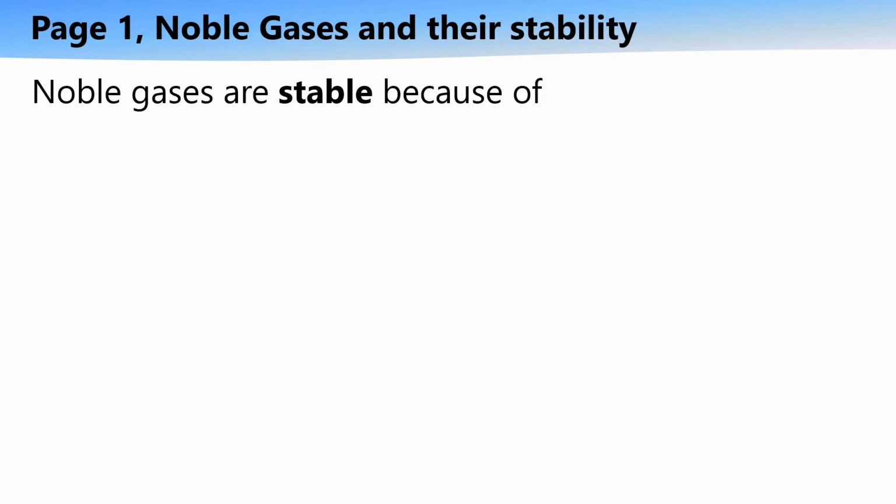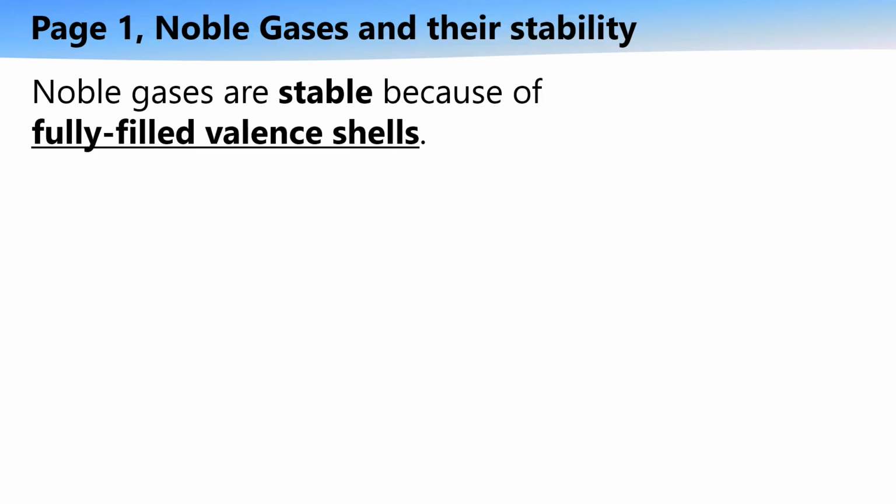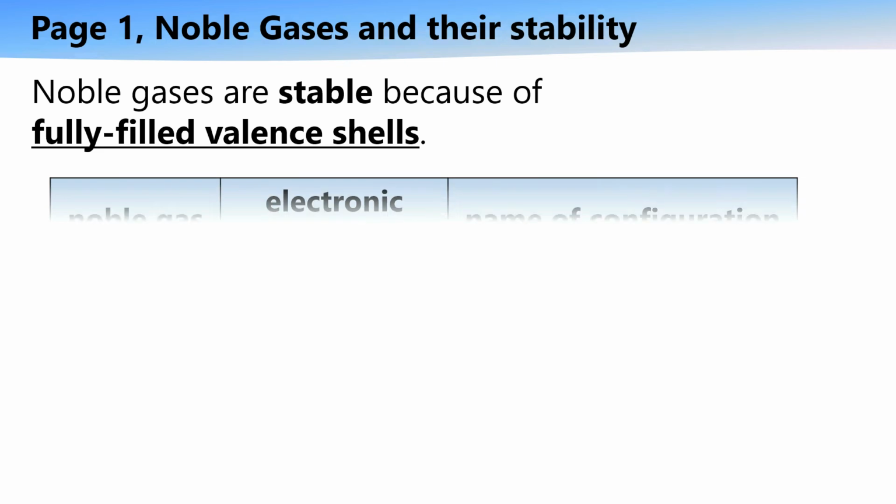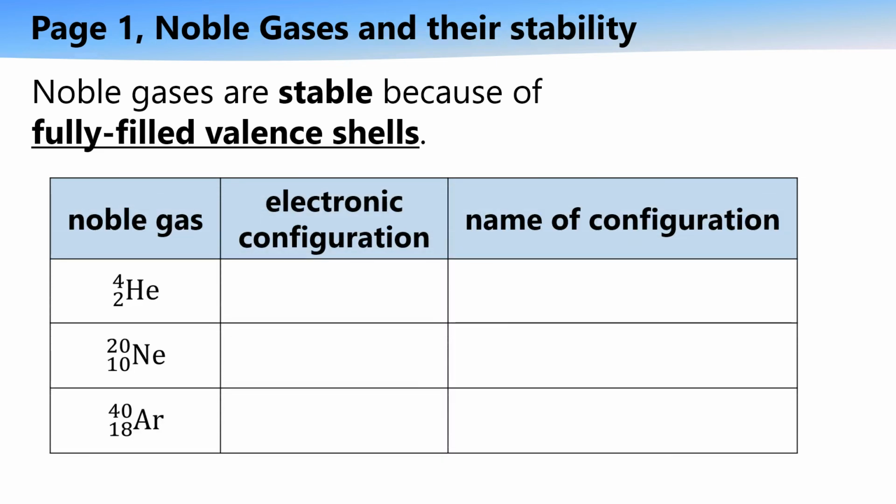Noble gases are stable because of fully filled valence shells. Please write this down. A very important concept. So let's take a look at three noble gases. We have helium with proton number 2, neon with proton number 10, and argon with proton number 18.